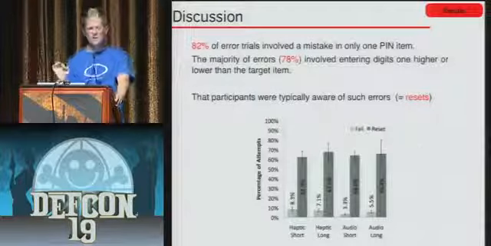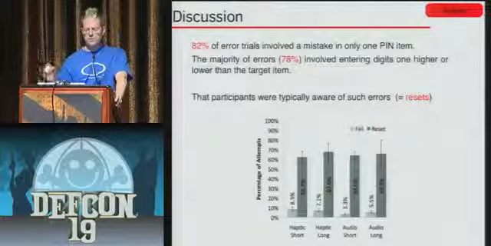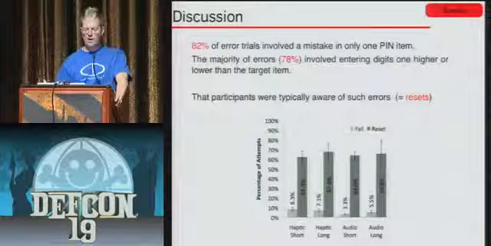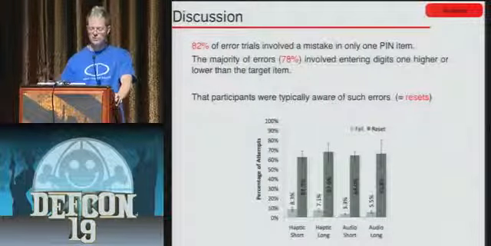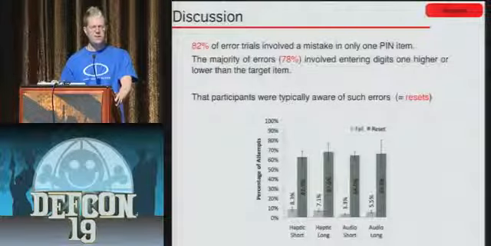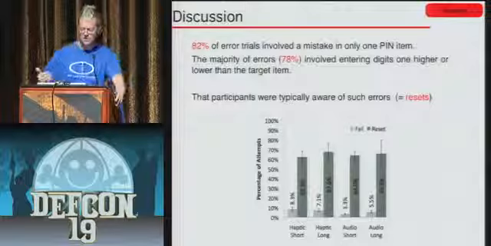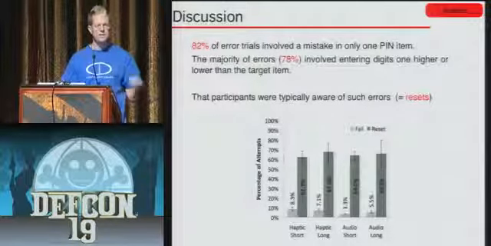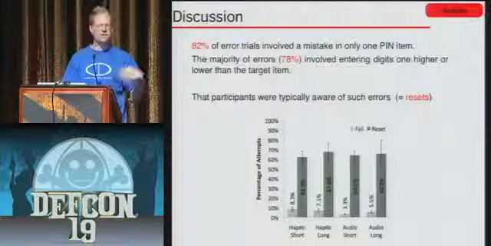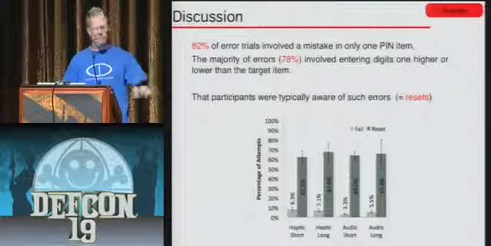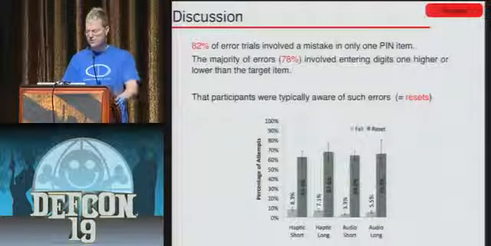And I think that's because a large number of error trials involved a mistake in only one item. And the majority of those errors involve people entering a very close number of digits and then becoming aware of that and resetting the system. So just missing that correct count, and they knew to reset and start over. So it's not the same as having an authentication failure and getting frustrated and then, of course, potentially wiping your device if you have it set to wipe after a certain number of authentication fails.